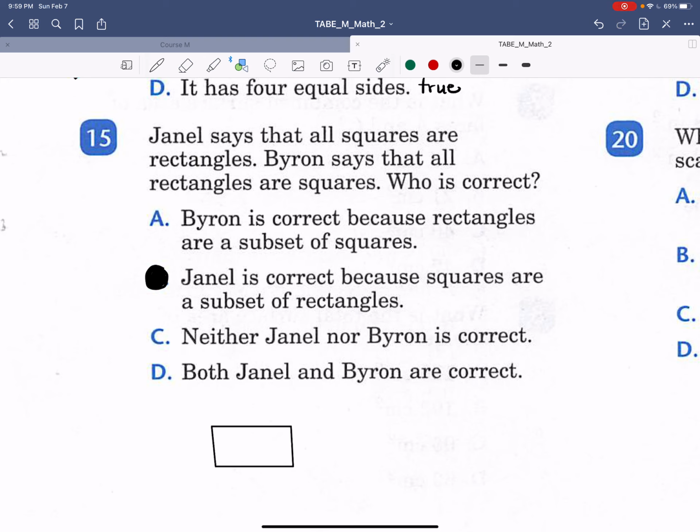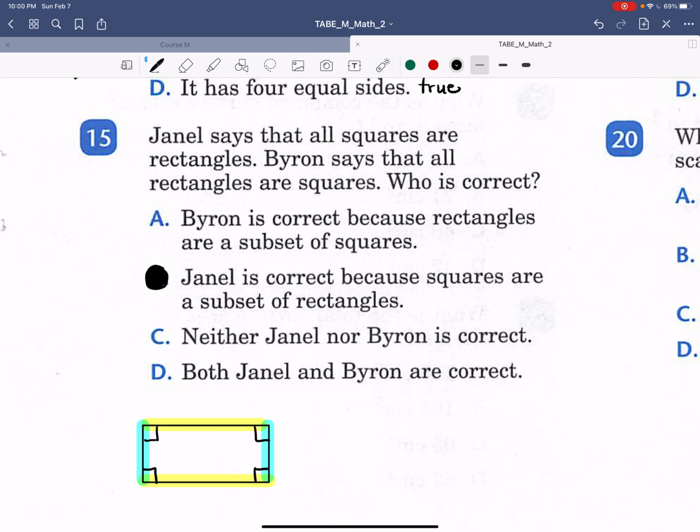2 sets of parallel lines and 4 right angles. Let me try that again. I'll draw it as one whole shape. 2 sets of parallel lines, so we have 1, 2, and we have 1, 2. So there are the 2 sets of parallel lines, and that you have 4 right angles.